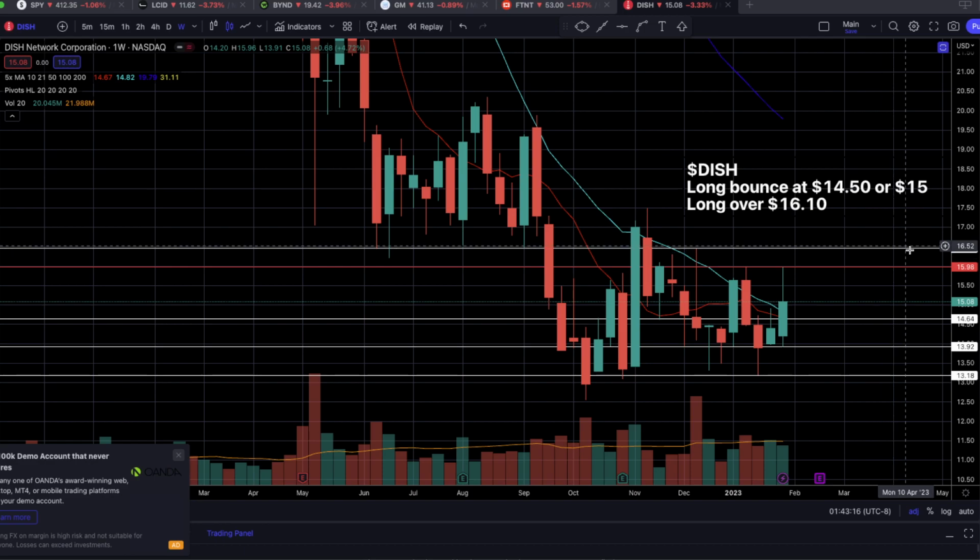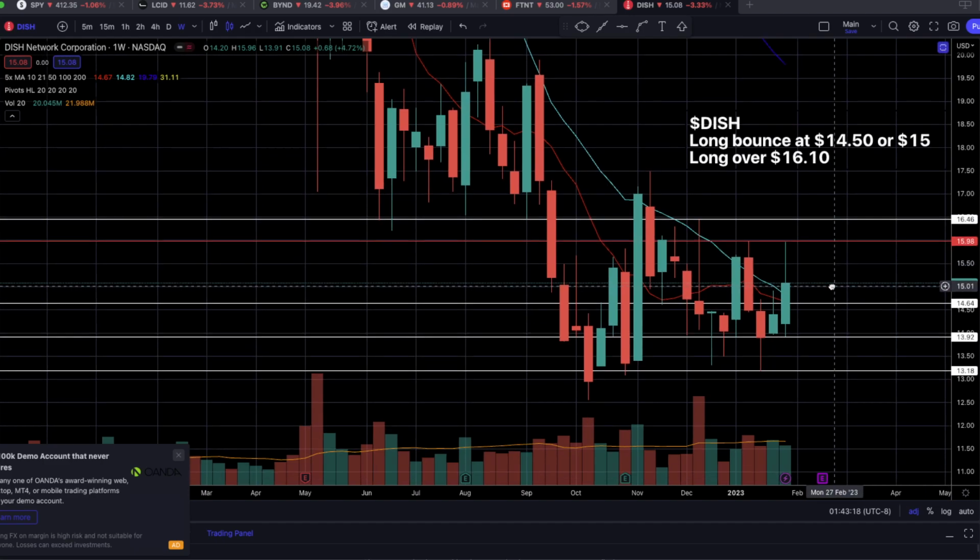So this here has to break over $16 in order to have those huge, immense breakouts that every other heavily shorted name has been having for the last couple of weeks. And that's the reason why I gave you guys that long-term entry point at $16 or over 16.10 specifically.